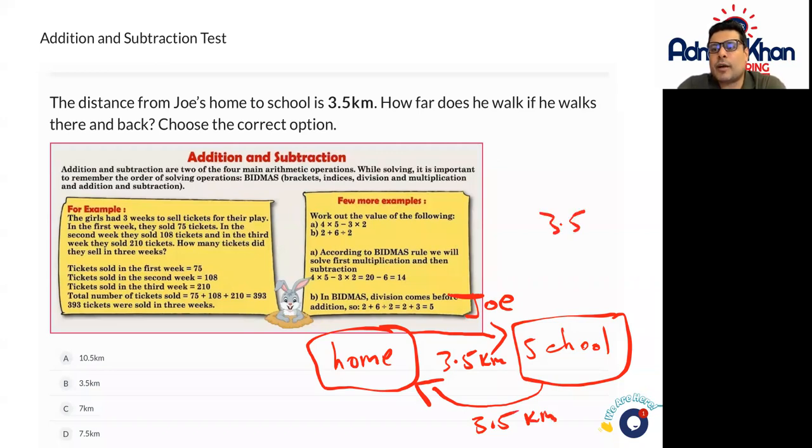So 3.5 add 3.5, just add these up. 5 add 5 is 10, 0 goes in the box, 1 is carried forward. 3 add 3 is 6, and add 1 is 7. Decimal goes in the middle, and obviously it's kilometers, so it'll be 7 kilometers altogether, our main answer.